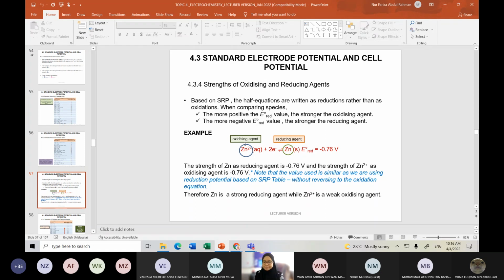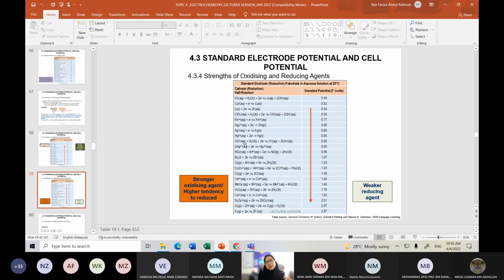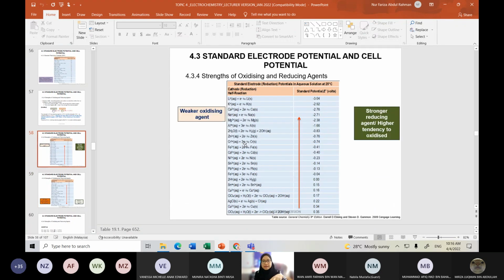Okay, so we could say that as we go up the table, we know that this species prefers oxidation, kan? That means as we go up, they are a good or stronger reducing agent, or have a higher tendency to oxidize. But how about in terms of oxidizing agent? They are weaker oxidizing agents.